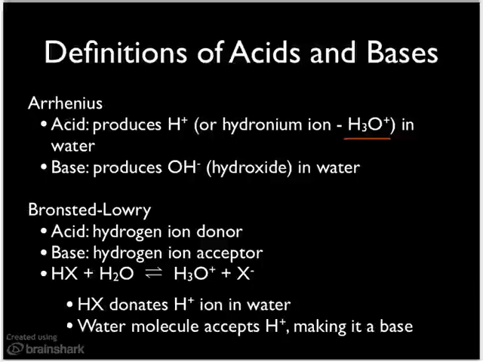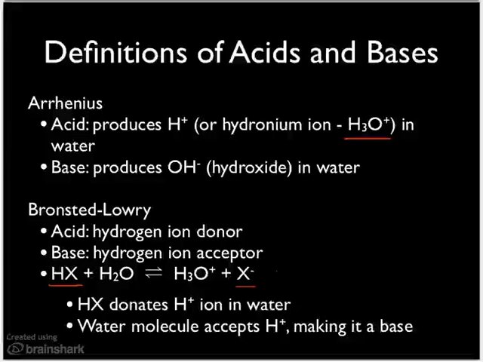Another definition is the Bronsted-Lowry definition, which says that an acid is a hydrogen ion donor, meaning it gives up an H+, and a base is a hydrogen ion acceptor, meaning it gains that H+. For example, if we look at an equation like this, you have your HX, which is your acid, and it gives up an H. You can see on the other side it forms X-, and that H reacts with the water, or attaches to the water, to form your H3O+. Because that H3O+ accepts an H, that would be a base.